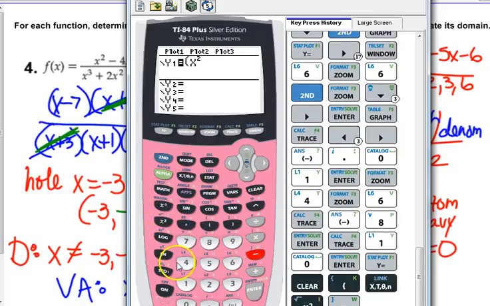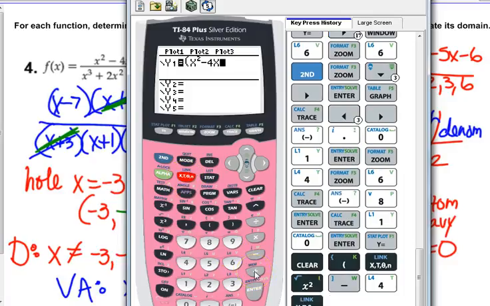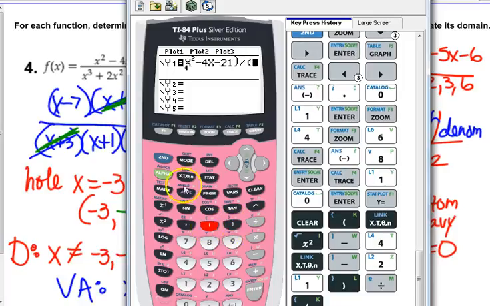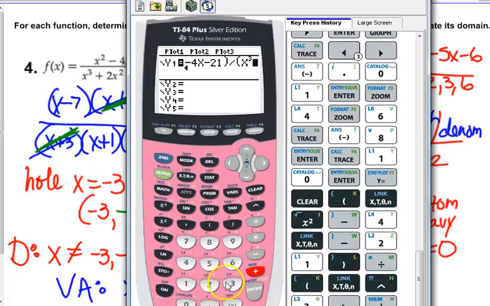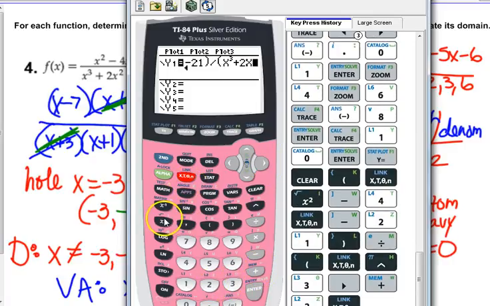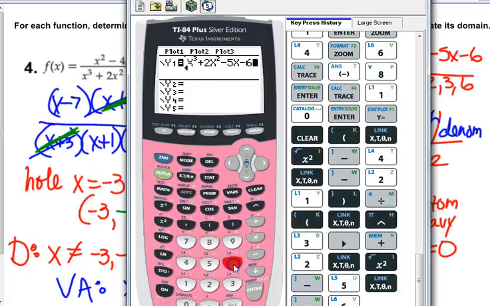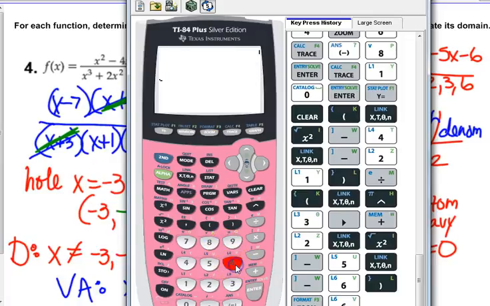X squared minus 4x, what is the rest of it? Minus 4x minus 21 divided by quantity x cubed plus 2x squared minus 5x minus 6. Right, then I'm going to do a standard window. Yeah, sometimes Zoom Decimal will show you.